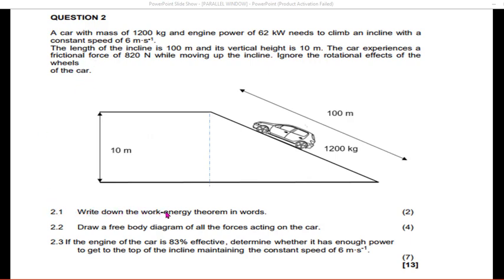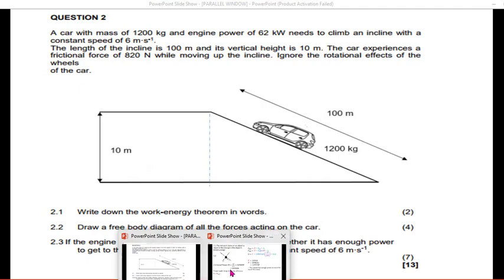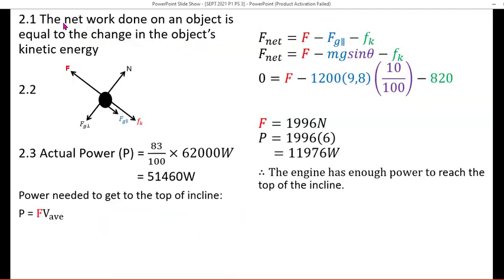2.1. Write down the work energy theorem in words. So we state the work energy theorem in words: the net work done on an object is equal to the change in the object's kinetic energy.